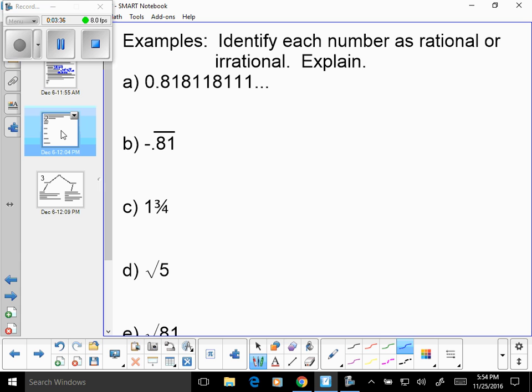One of the main things you're going to be doing is identifying a number as rational or irrational, and then you're going to have to explain. And we explain by using any of the explanations, reasons, examples of things that we had on the prior page. So if we look at 0.81811, 8111, this is going to be irrational. And my reasoning is that it's a non-terminating, non-repeating decimal.